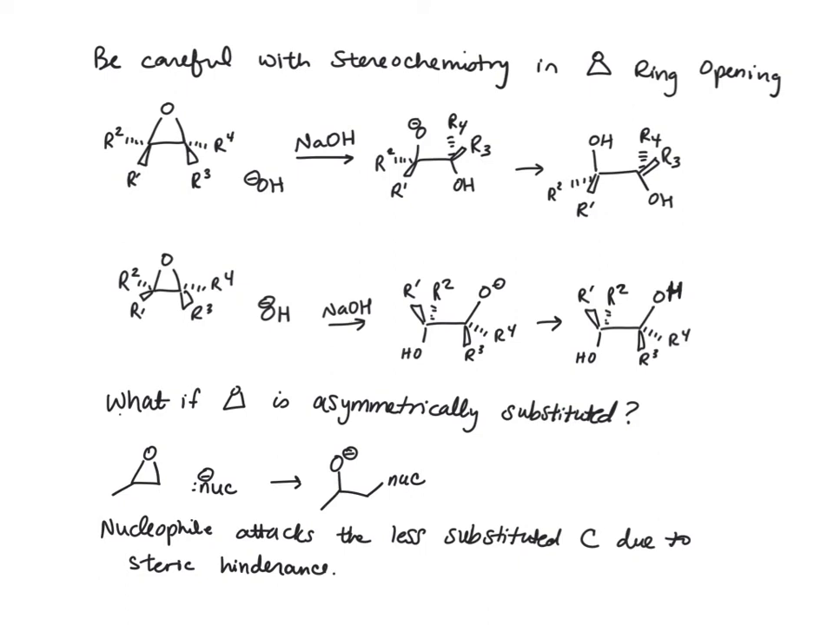Be careful with stereochemistry in epoxide ring opening too. If we look at this first example, it's attacking the carbon on the right. And so we get an inversion of stereochemistry at this carbon in yellow, which means we need to flip these R3 and R4 to go up, and the hydroxide is at the bottom. That gives us our inversion of stereochemistry. And the same thing for the molecule on the right.